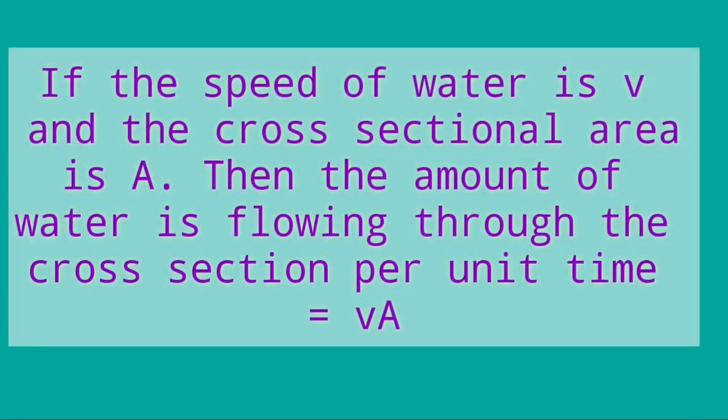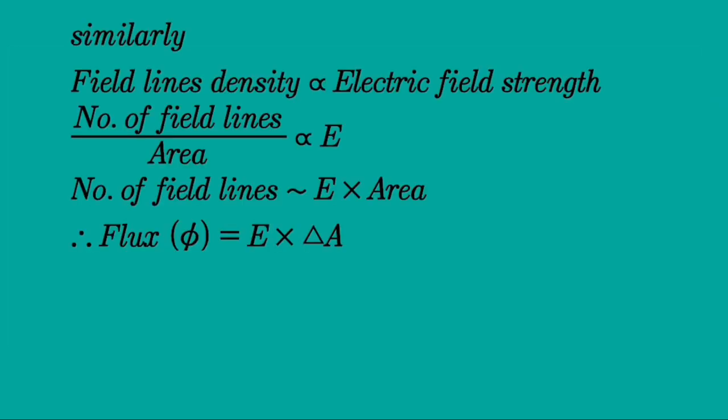If the speed of water through the pipe is V and the cross sectional area is A, then the amount of water flowing through the cross section per unit time is equal to V into A. V is the distance covered by the water per unit time, that is, the speed of the water. Similarly, like water flow, we define an analogous quantity called electric flux, which is the number of electric field lines passing through an area perpendicularly.